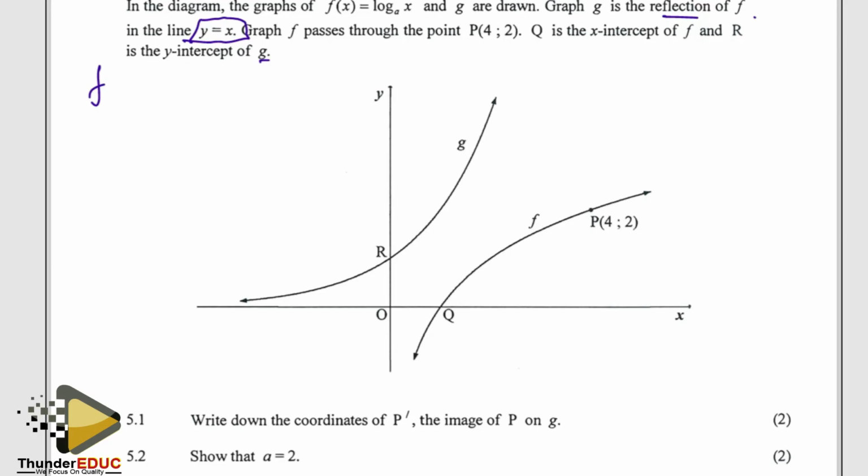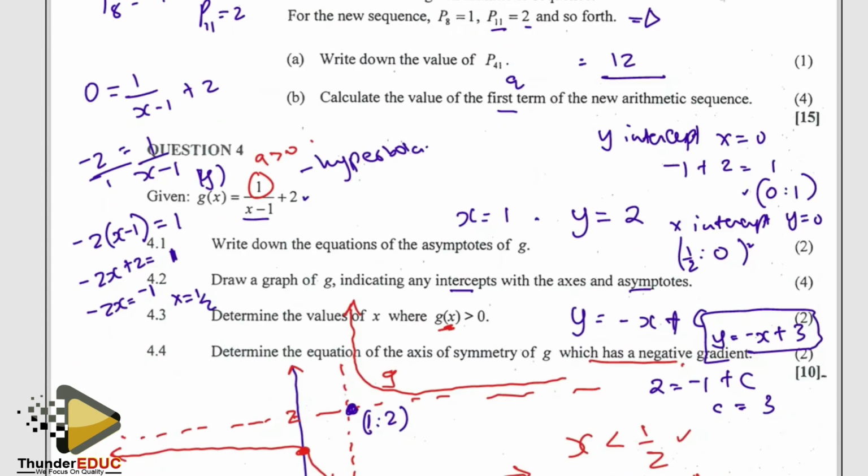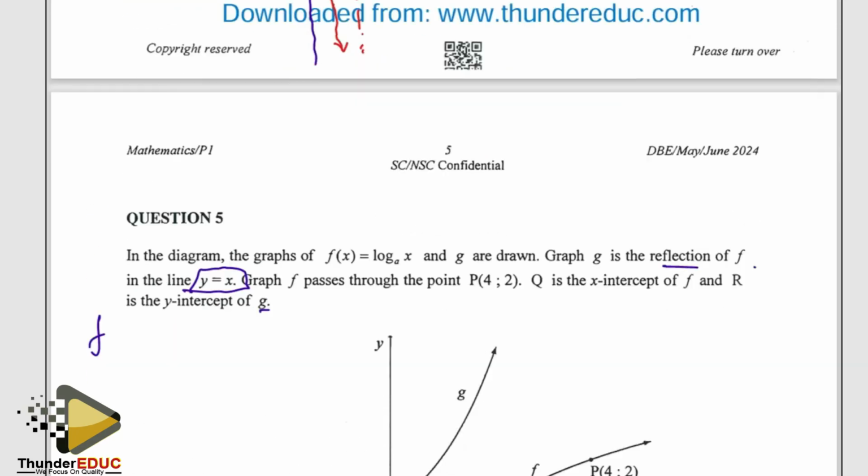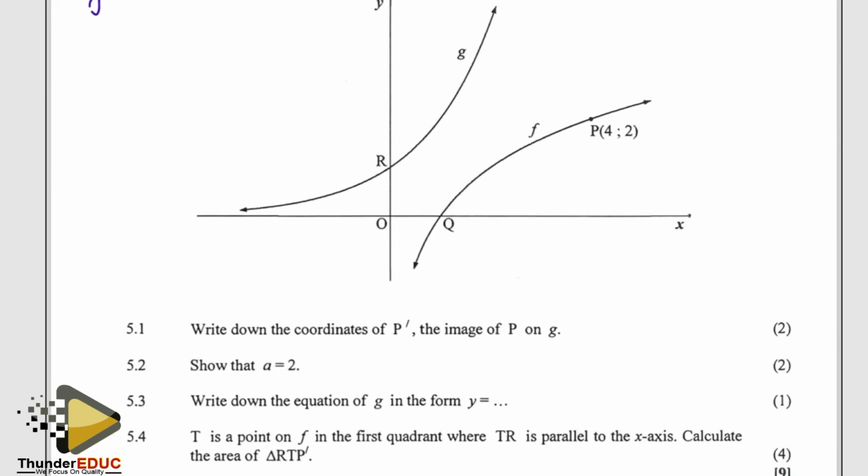Okay. Now, first question, they are telling us to write down the coordinates of p prime, the image on G. So if, okay, we have a point, I don't know, somewhere here, maybe somewhere here, or it can even be below, no problem. If that is our p prime, since we're talking about inverses, we're just switching points, okay? What was x becomes y, what was y becomes x. So the coordinates of p prime are going to be 2 and 4.